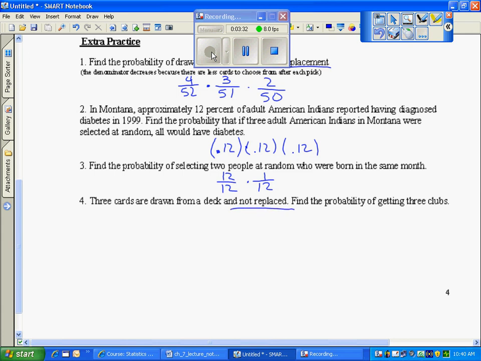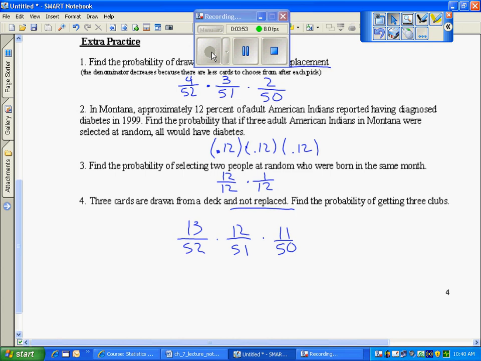Keyword: not replaced. So find the probability of getting all 3 clubs. There are 13 clubs initially in the deck. If I hold on to a club, there are only 12 left of the 51 cards, and then 11 out of the 50. Now, for your homework and on the test, we will not be multiplying these out. That's just a calculator skill.